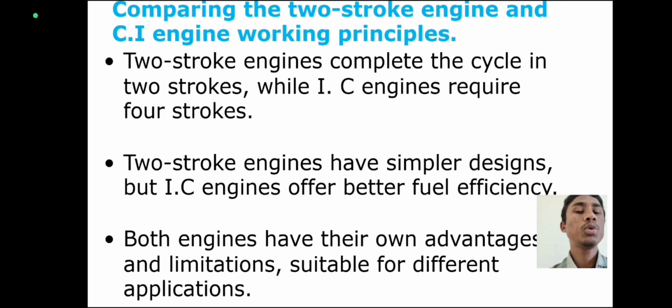But two-stroke engines work faster than four-stroke engines and speed is also maintained very high. But these IC engines pollute the environment less than two-stroke engines. That's why the government also tells us to use IC engines in the manufacturing of bikes, cars and various types of vehicles.